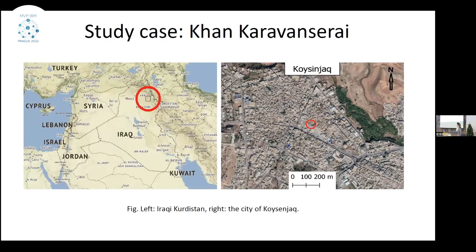So let me introduce you our study case and the exact location. The city of Koysinjaq is located in the Iraqi part of Kurdistan. We are working in a type of building called Caravanserai, which is in the old part of the city, nearby many other historical buildings, nearby the main mosque of the city.